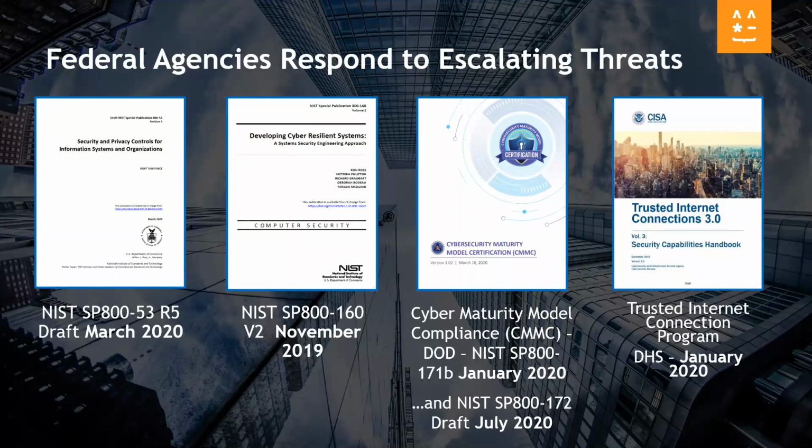Finally, the Trusted Internet Connection 3.0 program, they published their security capabilities handbook in January. That's also requiring deception to protect against advanced persistent threats. So this is an emerging topic, but it's finally solidifying as a requirement moving forward for FISMA assessment, as well as DoD supply chain compliance. If you're not implementing these things, your eligibility to bid on federal contracts will be limited.